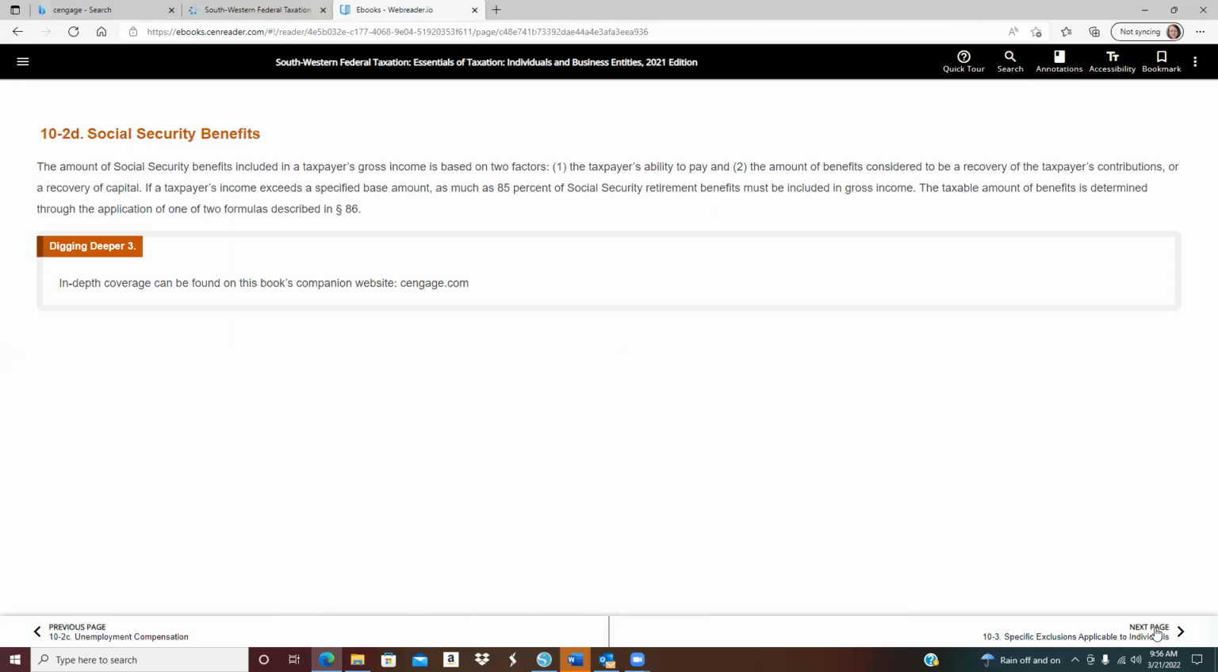Social Security benefits. Taxation of some benefits is based on two factors: the taxpayer's ability to pay, and the amount of benefits considered to be a recovery of the taxpayer's investment. If the taxpayer's income exceeds a specified base amount, as much as 85% of Social Security benefits may be taxable. The taxable amount of benefits is determined through the application of one or two formulas, which are described in the code, section 86.